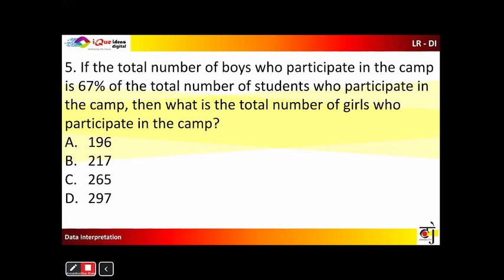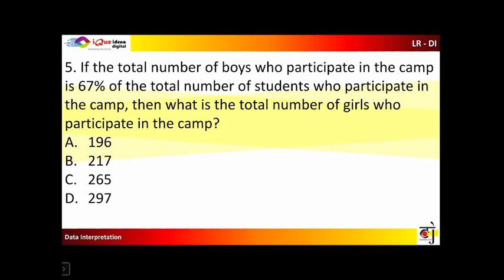And if the total number of boys who participate in the camp is 67% of the total number of students who participate in the camp, then what is the total number of girls who participate in the camp? What happened? This is pretty easy. If 67% is boys, that means 33% is girls. So you have to find out 33% of 900.